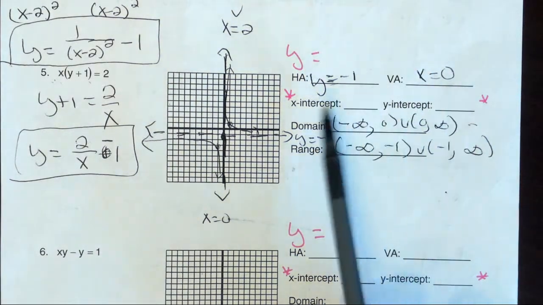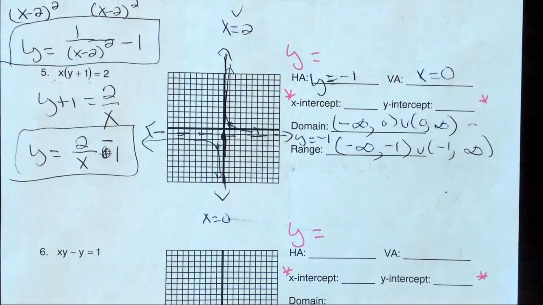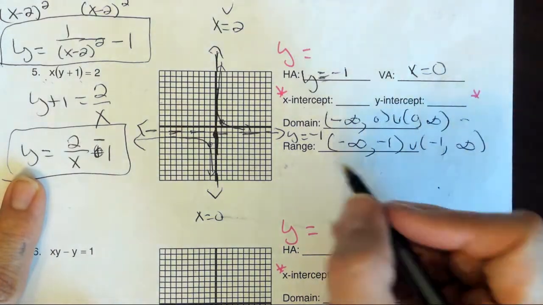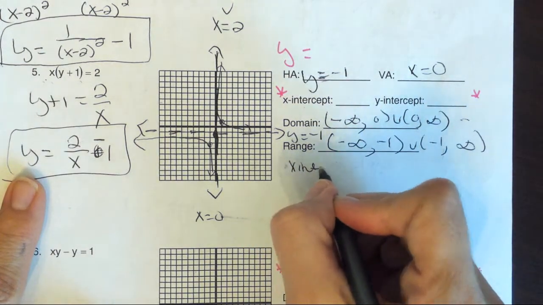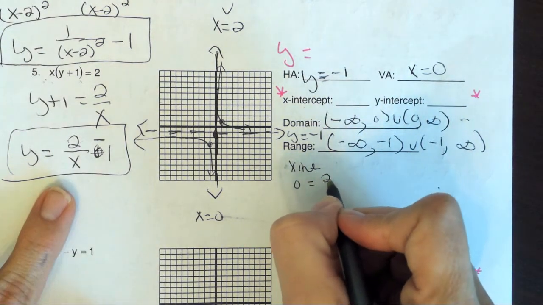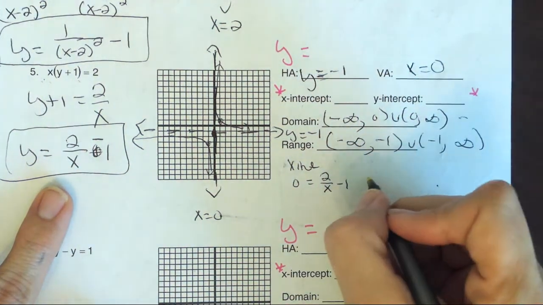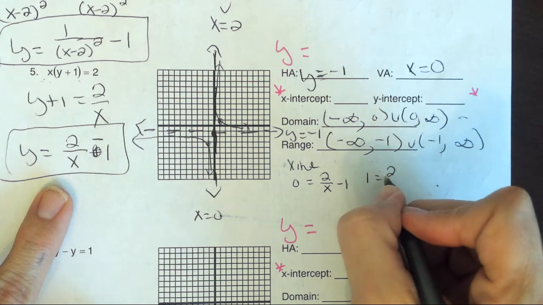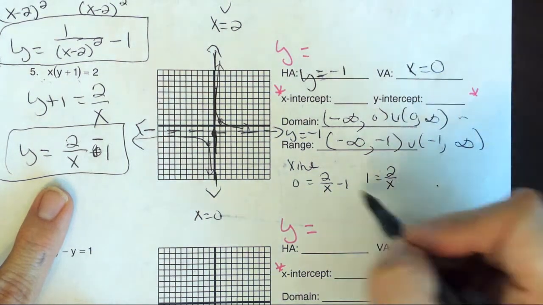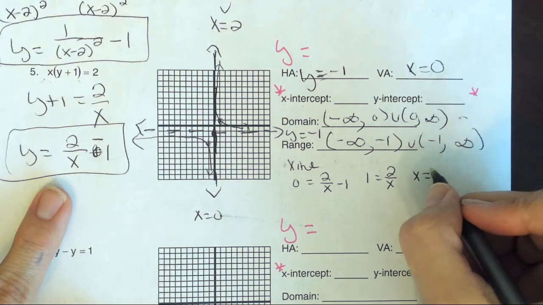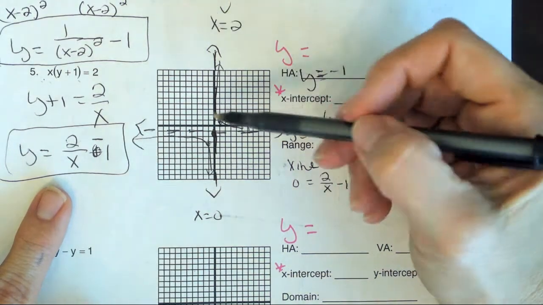Okay, I did ask you to go find the x and y intercepts on this one, so this one takes a little bit longer. We have to go do our work. So to get the x-intercept, we're going to let y equal 0. So we're going to have 0 equals 2 over x minus 1. I'm going to add 1 to both sides. I'm going to get 1 equals 2 over x. I'm going to multiply both sides by x, and I get x equals 2.